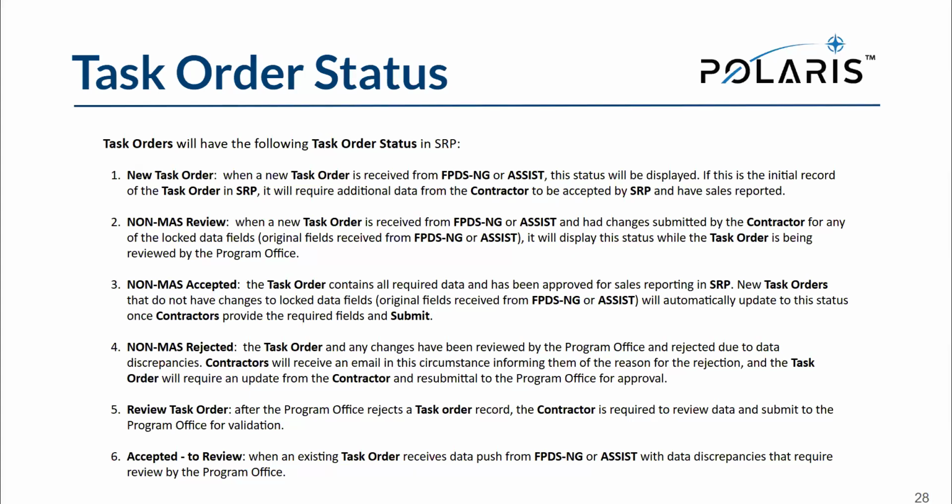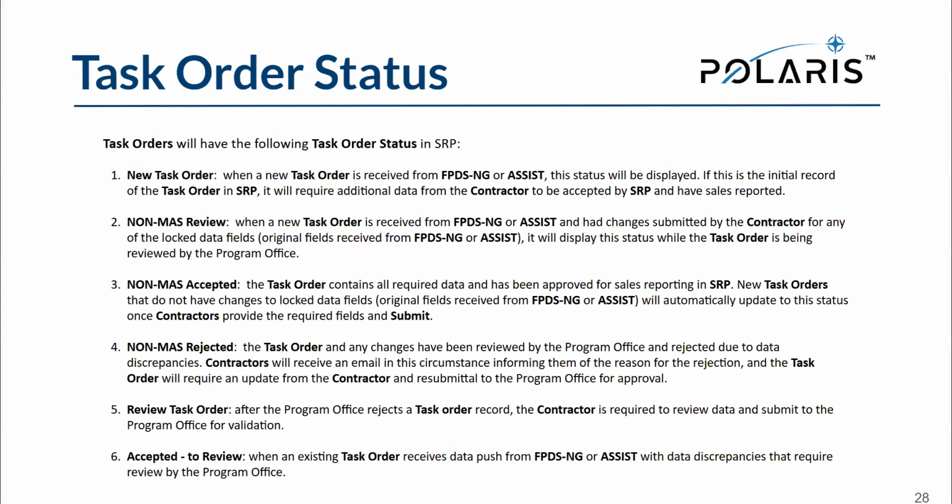A task order in the non-mass accepted status contains all required data and has been approved for invoice and sales reporting in SRP. Task orders automatically received from FPDS or Assist that do not have changes to locked data fields will update to a non-mass accepted status once required fields are complete and submitted. Also, new task orders that were manually entered into SRP will automatically update to a non-mass accepted status.